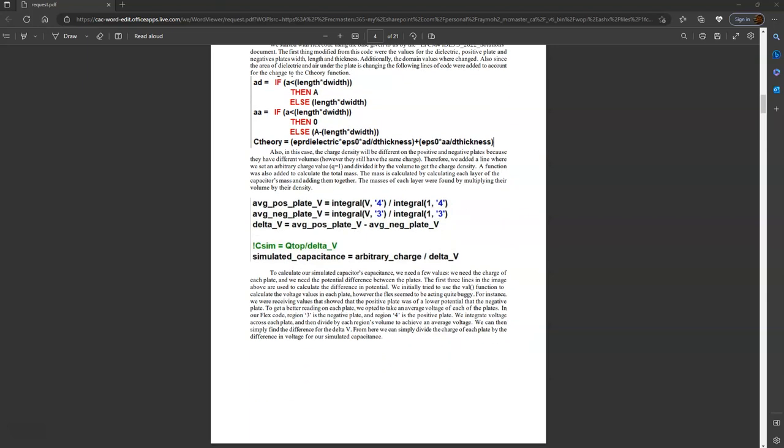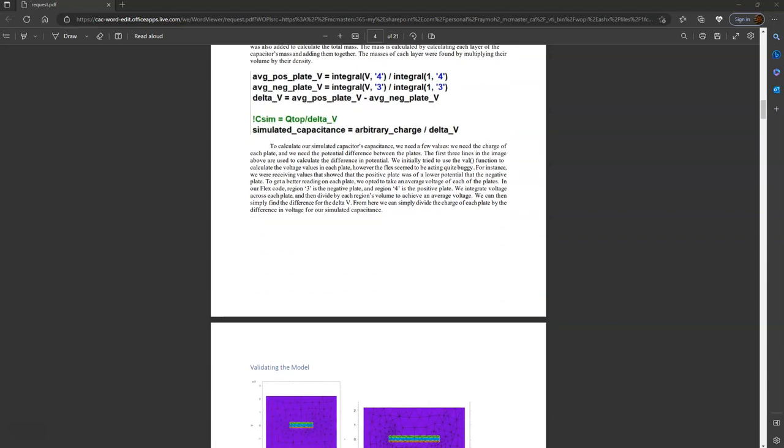We tried to use the val function to calculate voltage values in each plate. However, it seemed to not quite be working, so we did integration instead. We use those integrals to get our average voltage across the plates, find our delta V's, and then divide our arbitrary charge by that delta V to get the capacitance that we simulated.